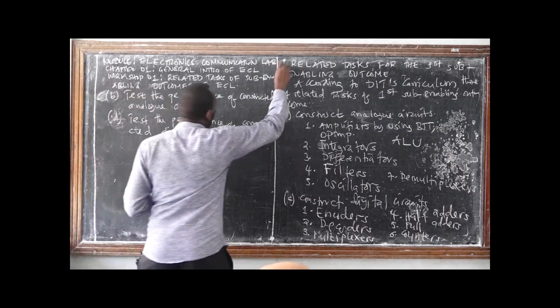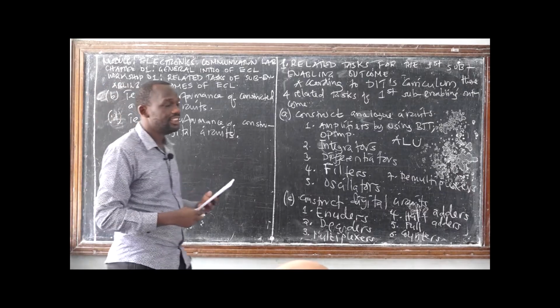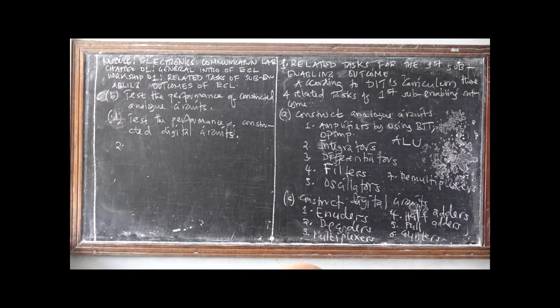So this was number 1. Then let us go to number 2. Do you have any question? So you ask your neighbor. What did your neighbor say? How are you going to test the performance of your constructed analog circuits? What did he or she say?